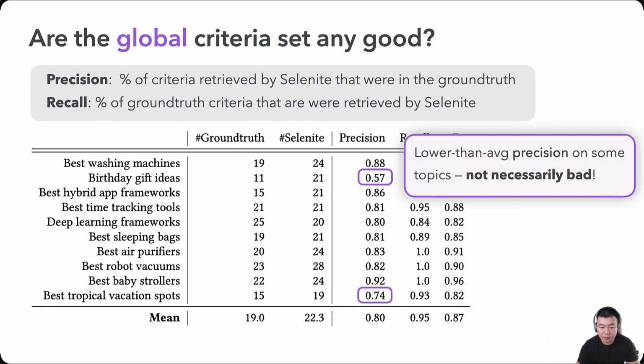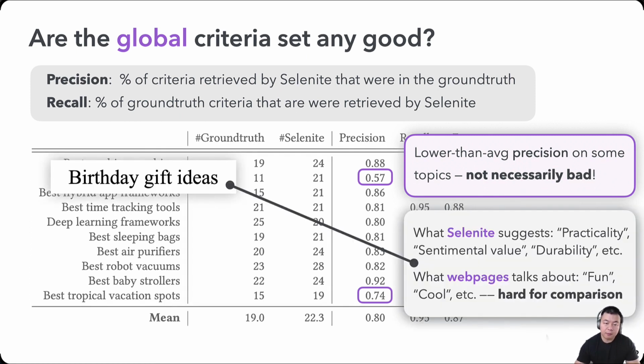We did see some lower precision scores on certain topics, but we found that it's not because Selenite would retrieve unnecessary criteria. It's actually likely because the source web pages don't contain many criteria for comparison. So for example, for topics like birthday gift ideas, popular web pages often present a list of 10 plus diverse options that are hardly comparable, and are all described using generic terms such as fun or sweet. This lack of specificity makes it very challenging to determine a comprehensive set of ground truth criteria. In contrast, Selenite offers comprehensive overviews that cover factors like practicality, sentimental value, durability, and presentation or wrapping.